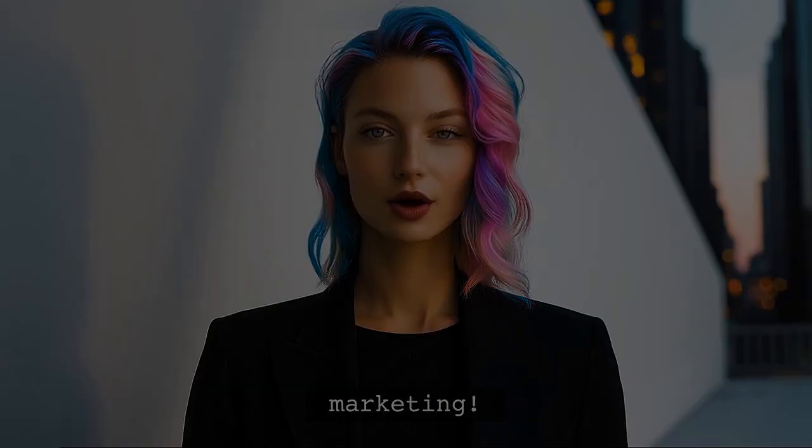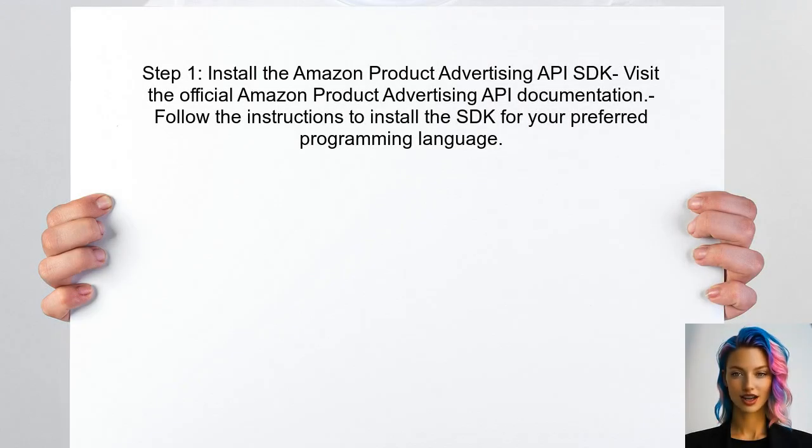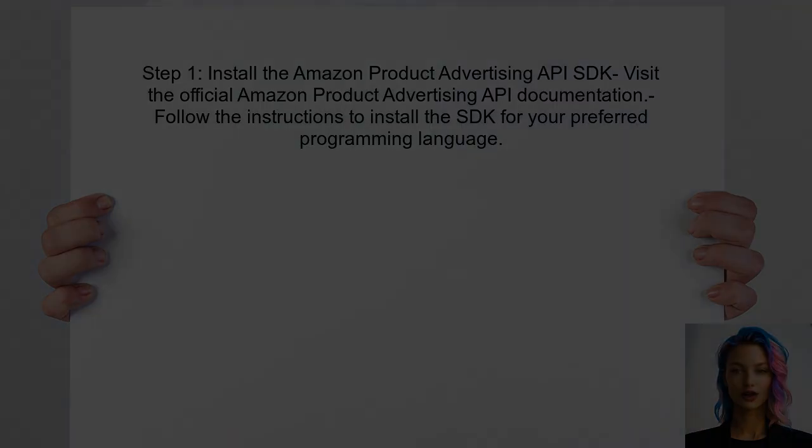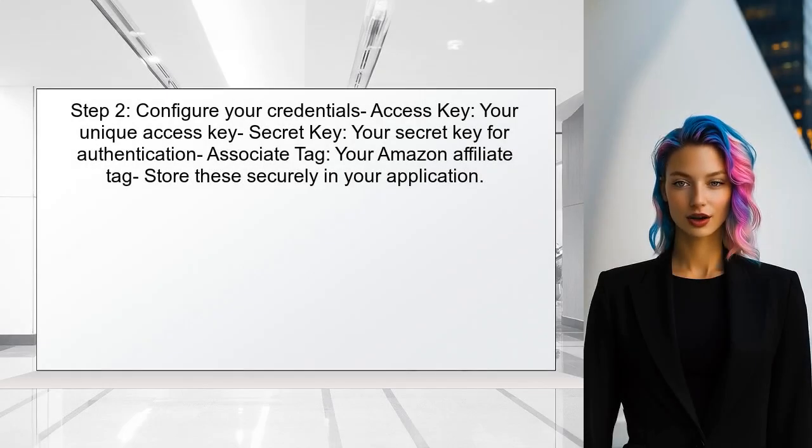To begin, the user needs to set up their environment by installing the Amazon Product Advertising API SDK. This SDK will allow them to interact with Amazon services programmatically. Next, the user should configure their credentials. This includes their access key, secret key, and associate tag. These credentials are essential for authenticating requests to the API.